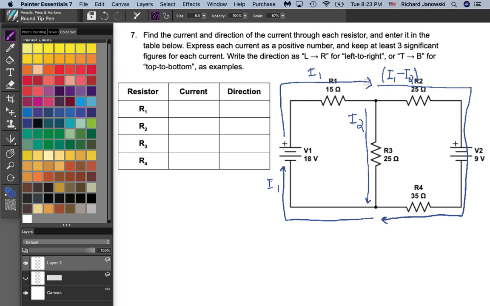So, look at the math. If you have I2 coming down here, then the part that's left must be I1 minus I2. So that's how it works. That's not the only way to name your currents, but that's what I'm going with.